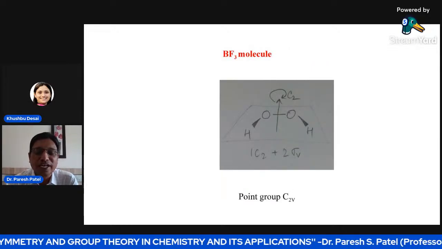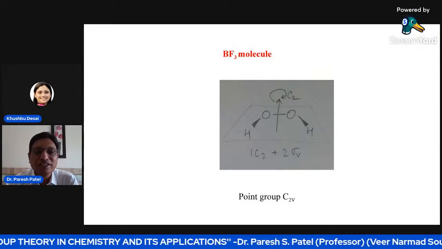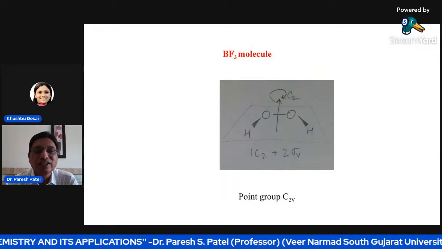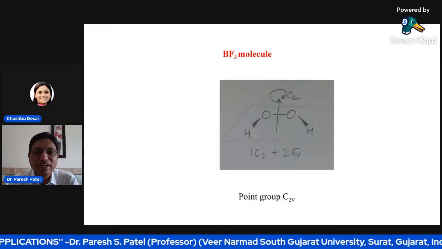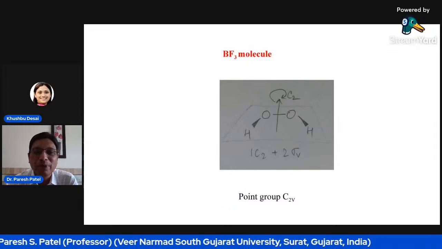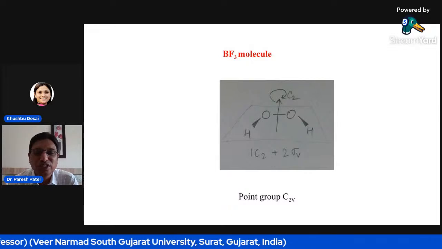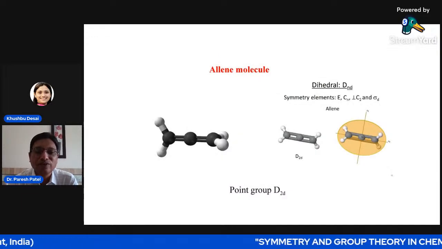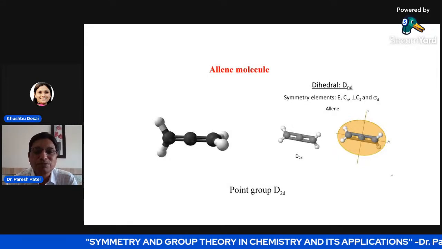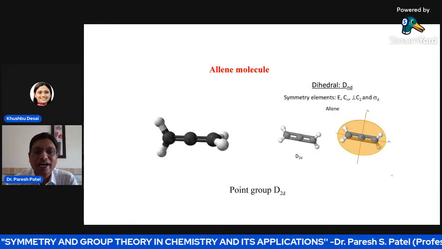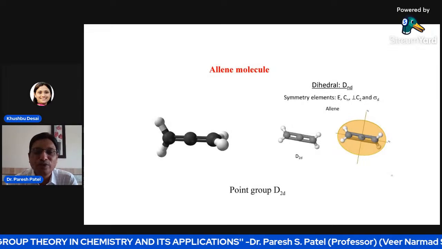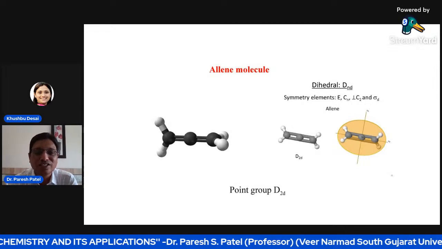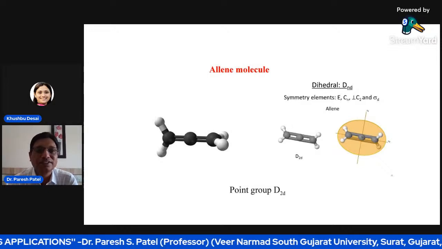This is hydrogen peroxide non-planar, or we can say cis hydrogen peroxide. So symmetry elements E, C2, and 2 sigma v. So the point group that can be assigned to this molecule is C2v. Next one. Allene molecule consists of E, C2, and C2 is perpendicular to 2 C2s and sigma d. It means the point group that can be assigned to the allene molecule is D2d. Next one, please.